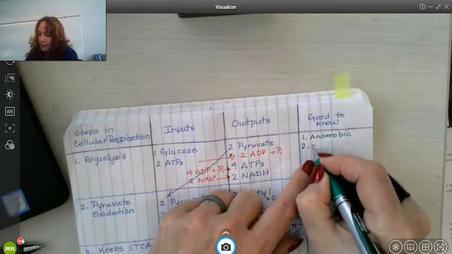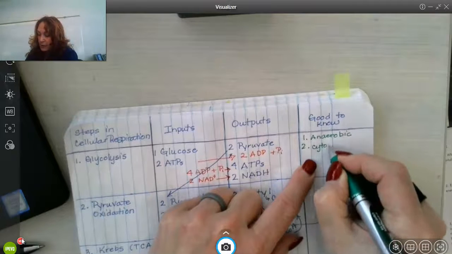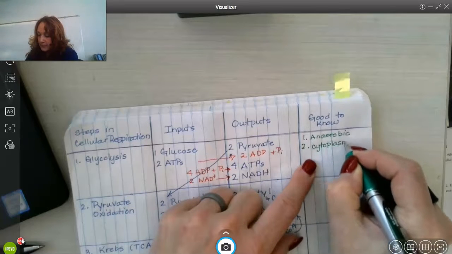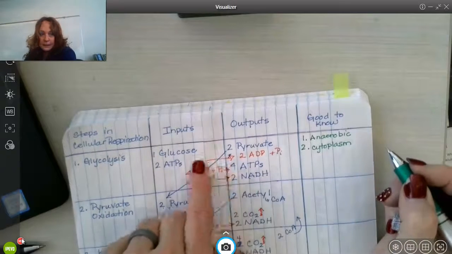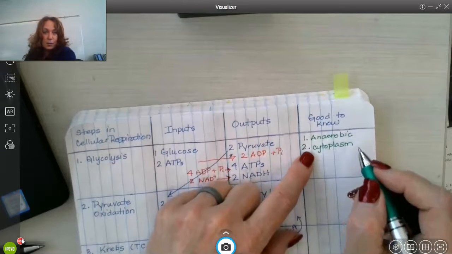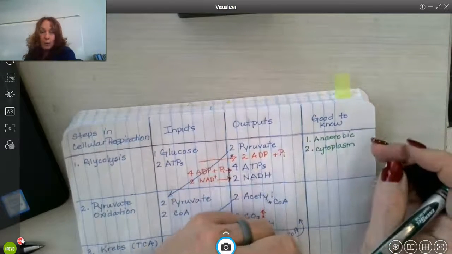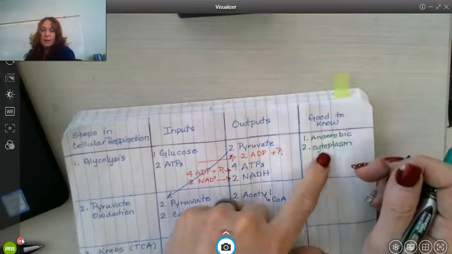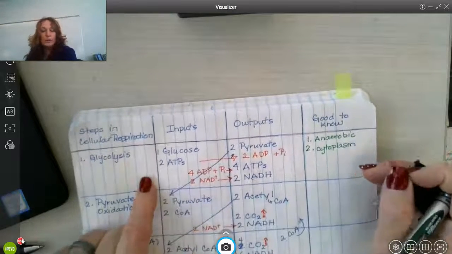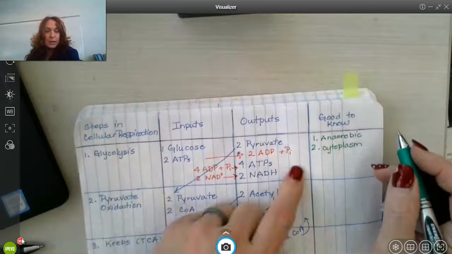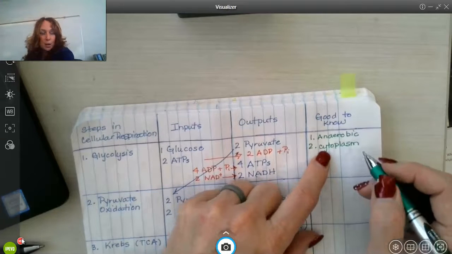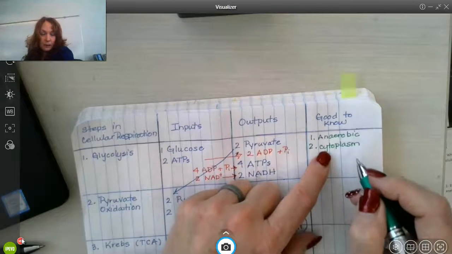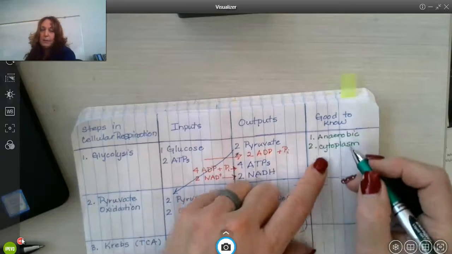The other thing that would be good to know is it's in the cytoplasm. This is another piece of evidence that it's old. All cells don't have mitochondria, but all cells do have cytoplasm. So if this is really, really old and it could occur in all cells, it's going to be in a location that all cells have, which is the cytoplasm.